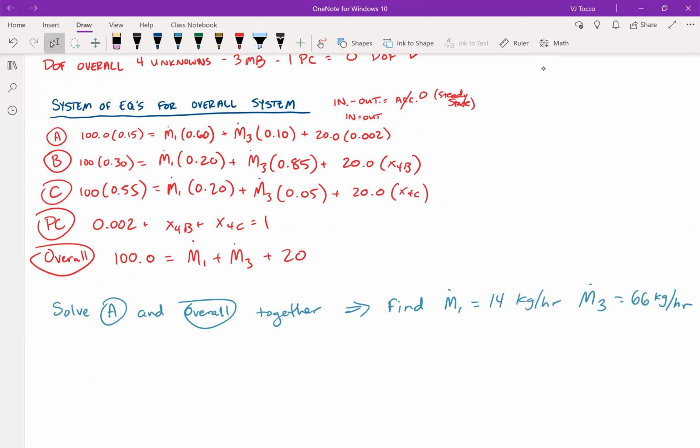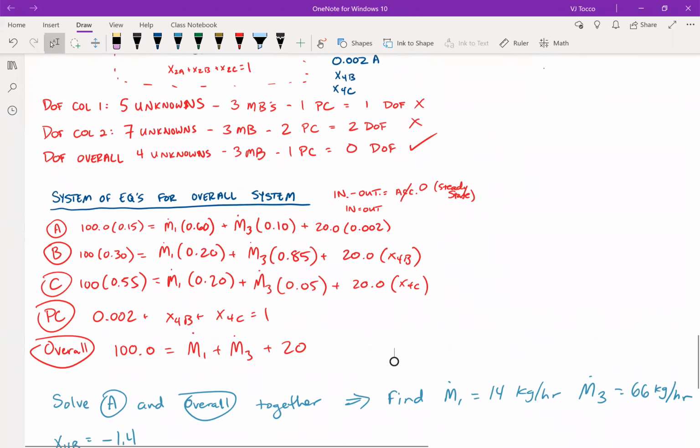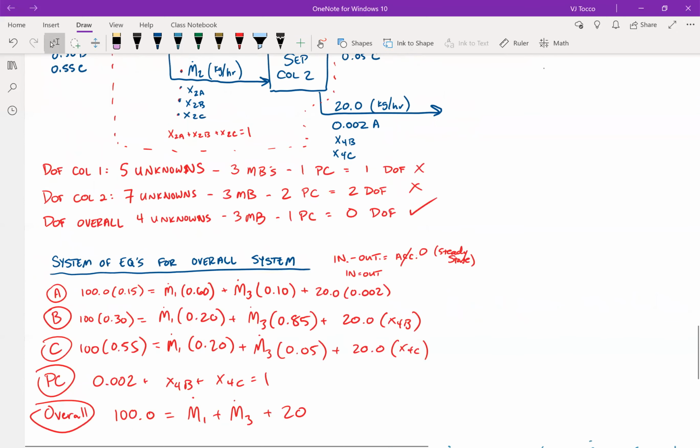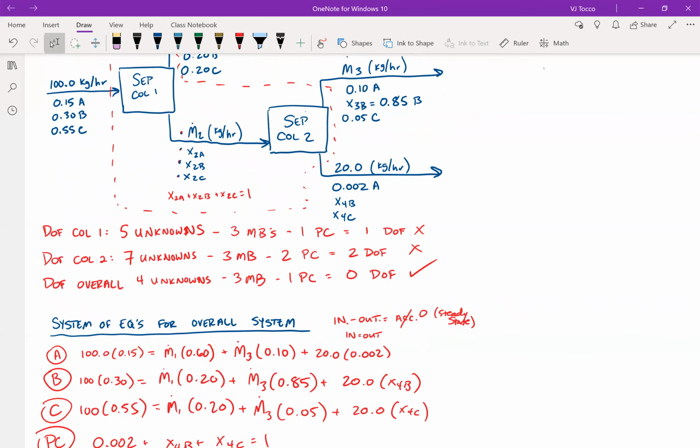And this problem was interesting because the actual answers you get when you solve for X4B was negative 1.4 and X4C was 2.4. So mathematically it works out, but one of the main objectives I had in writing this problem for you is to show you that sometimes you specify something that is impossible. In other words, the mathematics works out fine, so the equations are all consistent, but what does having a composition of negative 1.4 actually mean? It means that you actually have to reverse the flow of B in this separation.